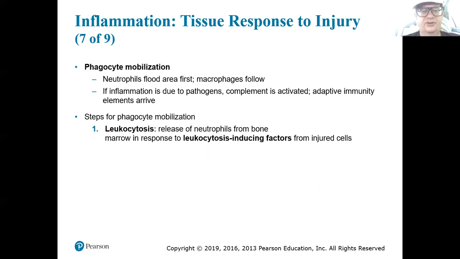If the inflammation is due to pathogens, complement proteins are activated, and you will start on the adaptive immunity, which we haven't mentioned yet. That's building more responses that take longer, but they tend to be more powerful. And then we're going to go through steps for the mobilization of the phagocyte.